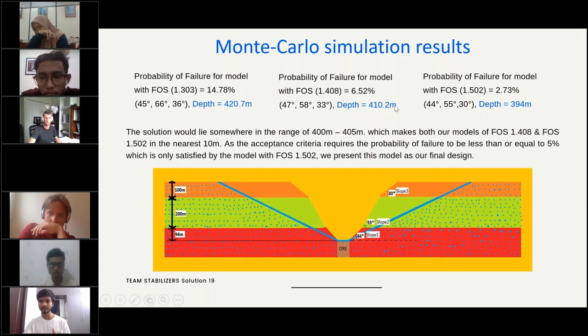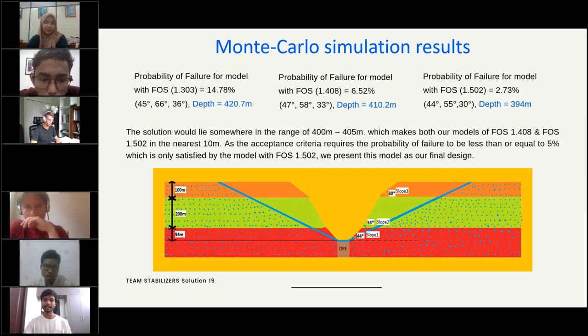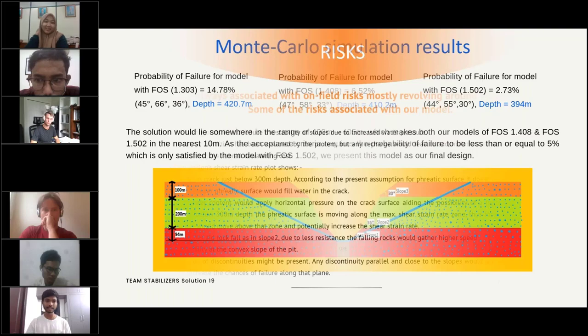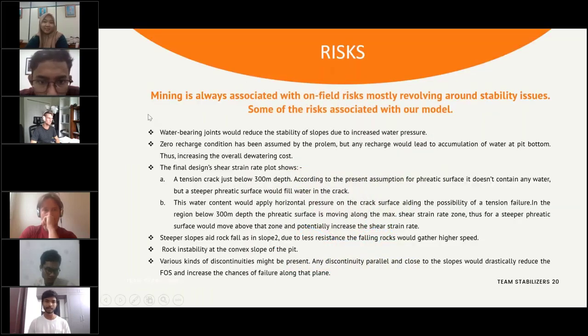And the depths are 394 meters and 410 meters, which gives us an estimate that 5% probability of failure would lie somewhere in the range of 400 to 405 meters. Thus, the 394 meters model is in the vicinity of 10 meters of this range. Thus, we present the model with FOS 1.502 as the final model, considering the probability of failure is less than 5%. These are some risks associated with the model.